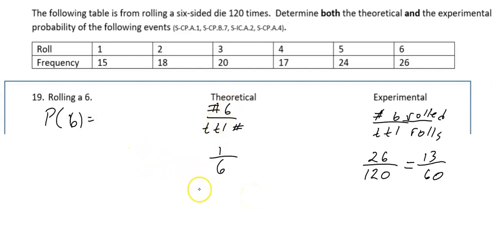So while I love fractions, sometimes they're hard to compare. Theoretically, what should have happened is I should have gotten a 6 about 0.17 of the time. But what I actually got was 0.22. So I ended up getting 6s more than expected. Not way more, about 5% more of the time than I expected.